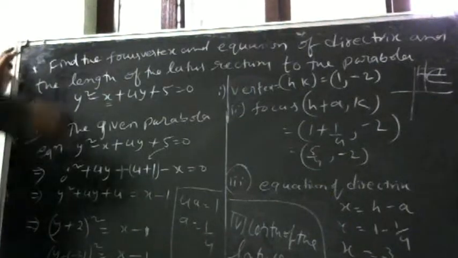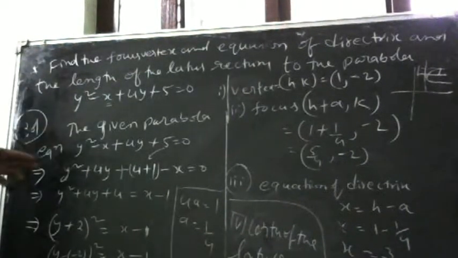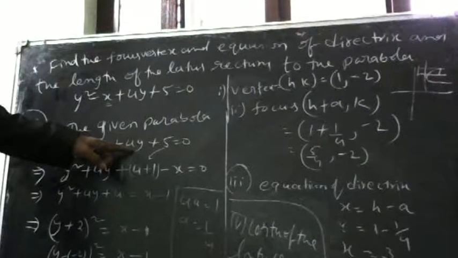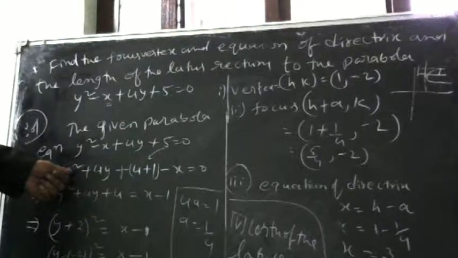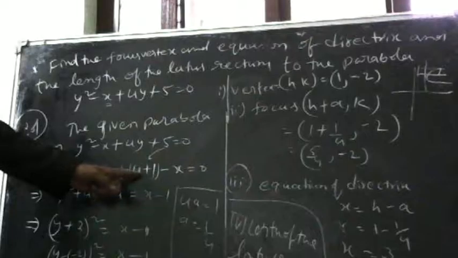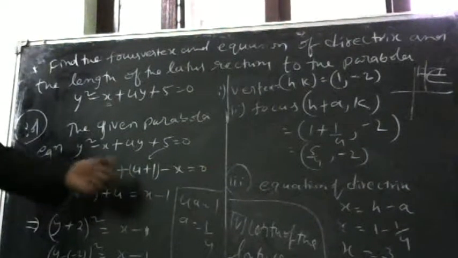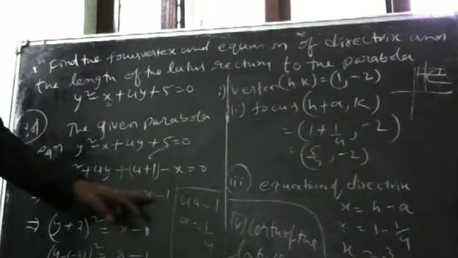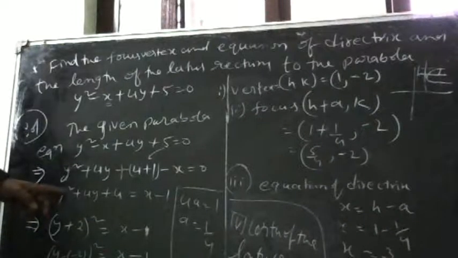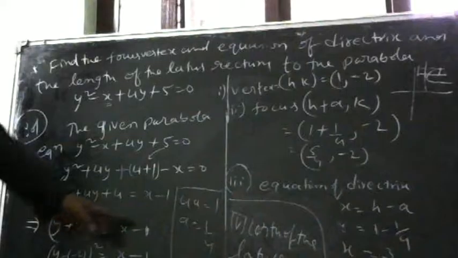Now we have to complete the perfect square. The given equation is y square minus x plus 4y plus 5 equals 0. So y square plus 4y plus 5, where 5 we can write as 4 plus 1. Then y square plus 4y plus 4 equals x minus 1, sending the 1 and x to the other side. So y plus 2 whole square equals x minus 1.